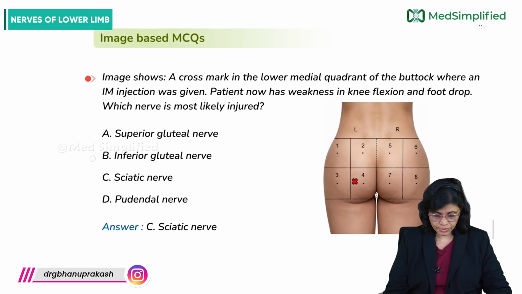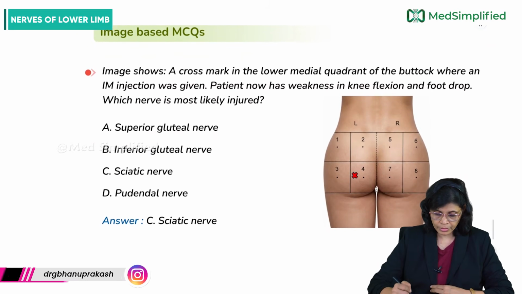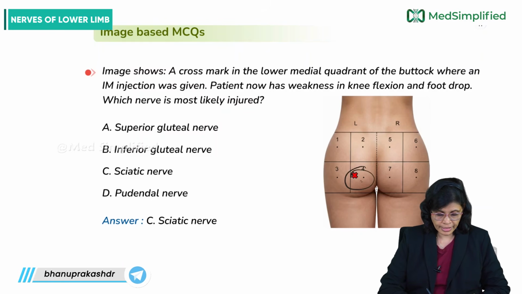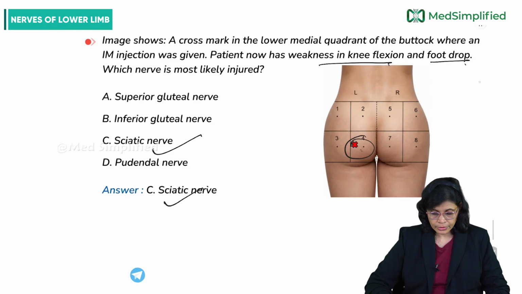The image shows a cross mark in the lower medial quadrant of the buttock where an IM injection was given. The patient now has weakness in knee flexion and there is foot drop. Which nerve is injured here? The sciatic nerve, because of weakness in knee flexion and foot drop. So it is the sciatic nerve.